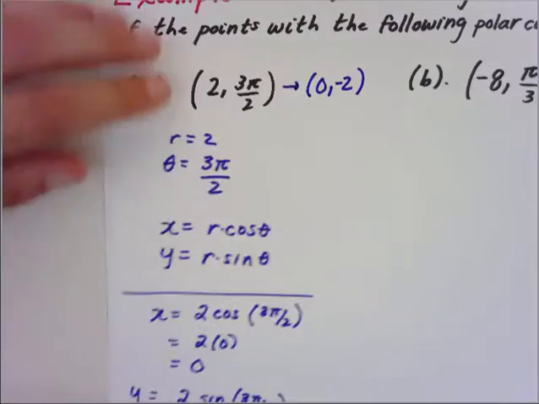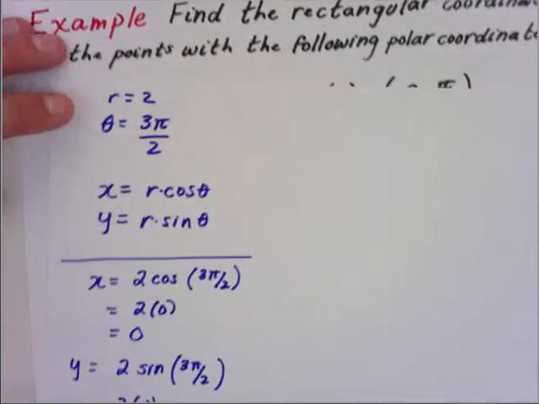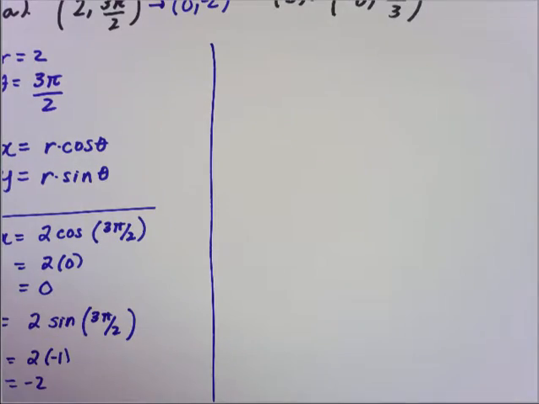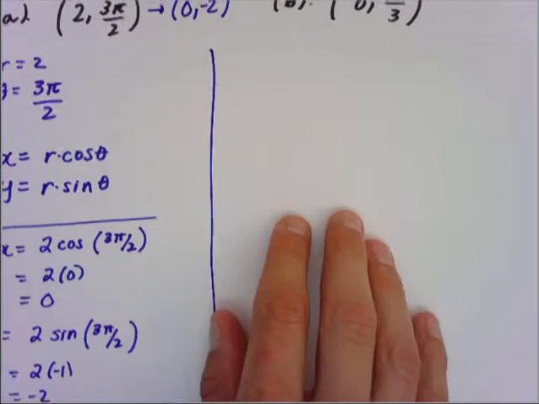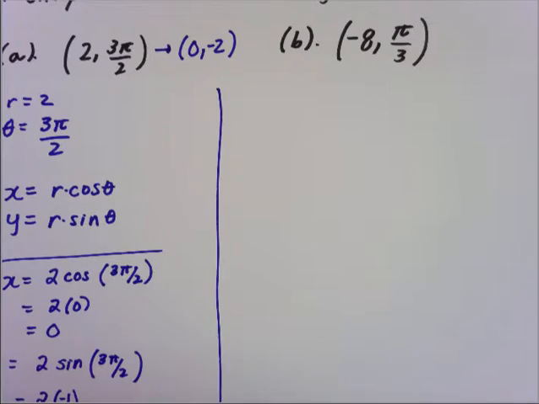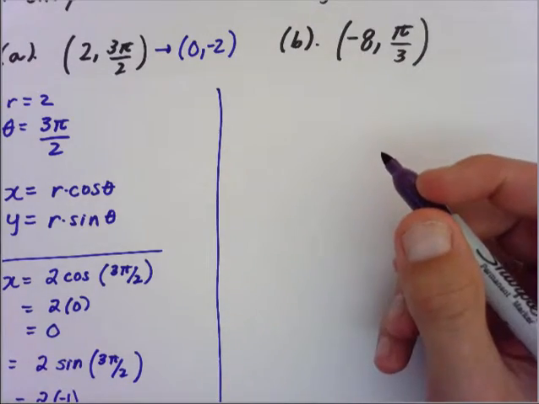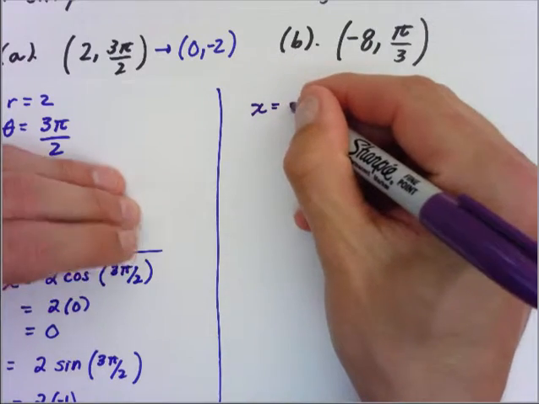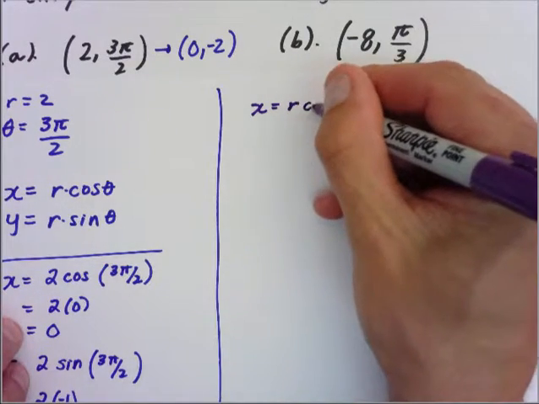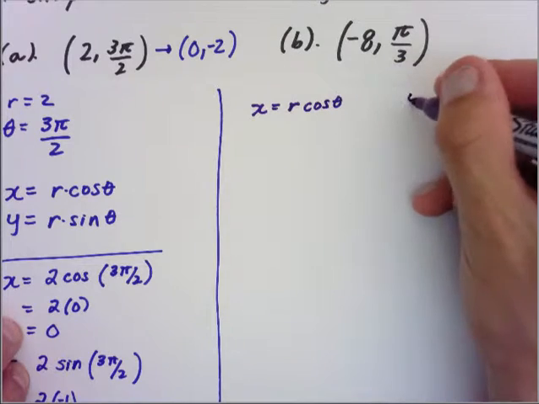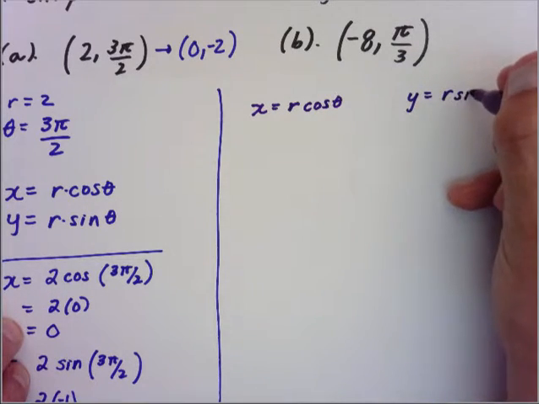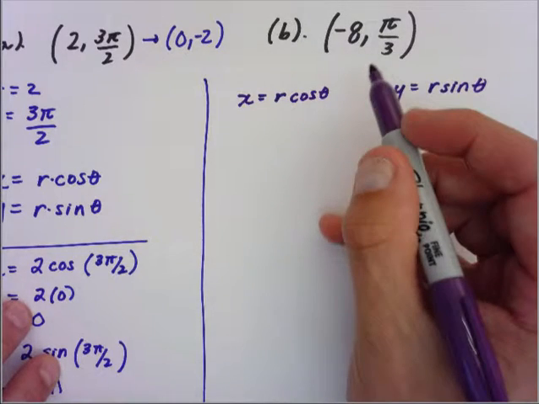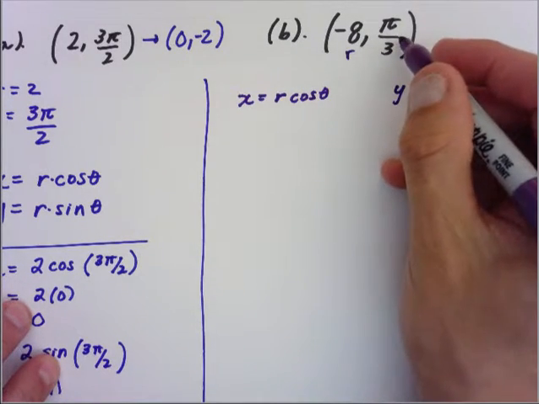So that's for part A. Now, in part B, go ahead and draw a line here. In part B, we're going to look at negative 8 and pi over 3. So we're going to rewrite those equations: x equals r cosine of theta and y equals r sine of theta. I'll do it this way this time, across from one another. We know that r is negative 8 and theta is pi over 3.